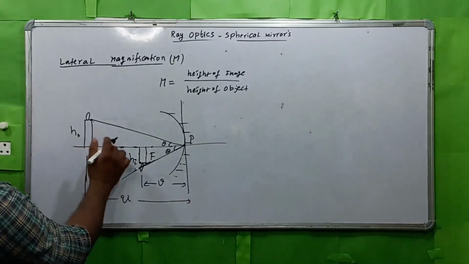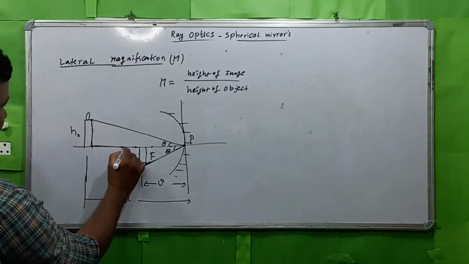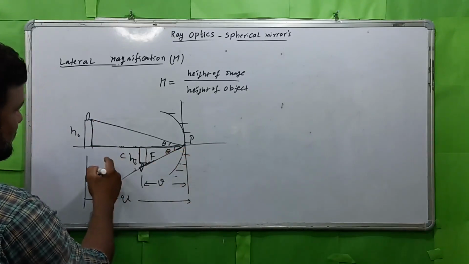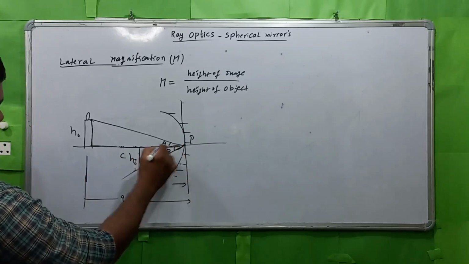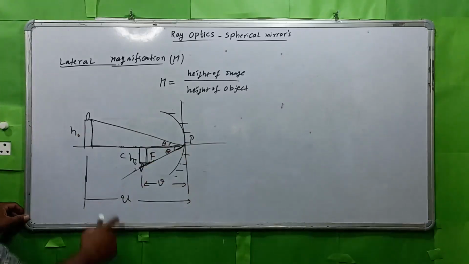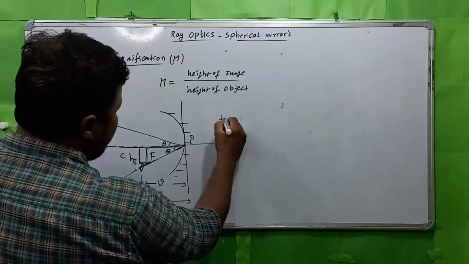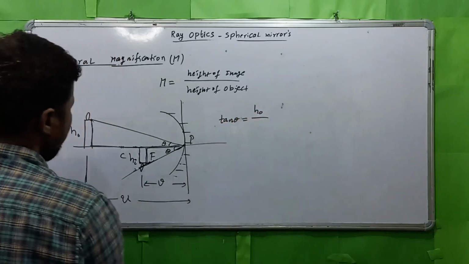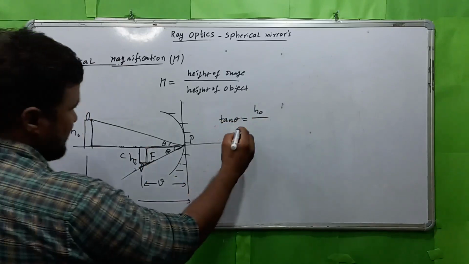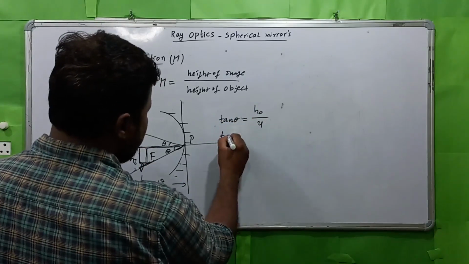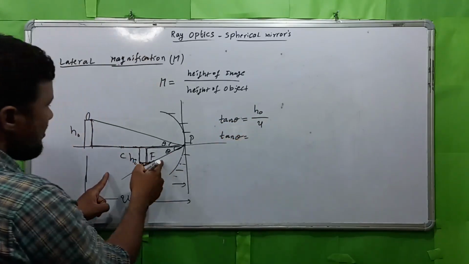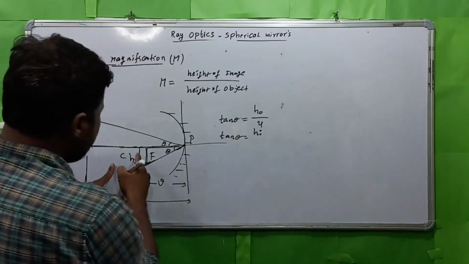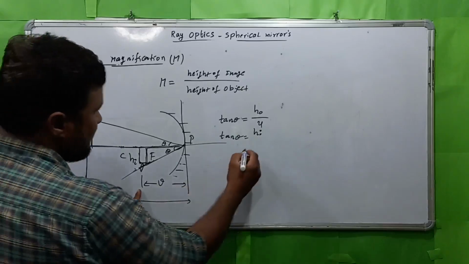Now from the triangles we can observe similar triangles having a common base: two triangles, a small triangle and a big triangle. From the big triangle, tan theta is equal to the opposite, the height of the object h_o, by the adjacent, the object distance u, so h_o by u. Similarly, tan theta for the small triangle is the height of the image, the opposite, by the adjacent, which is v, so h_i by v.